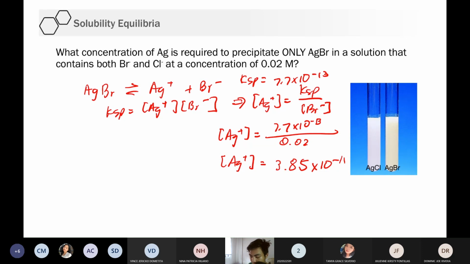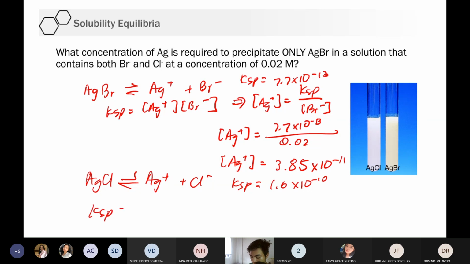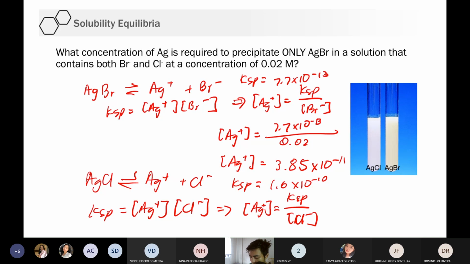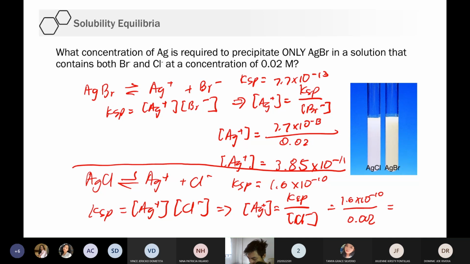So, same approach pa rin. We write the dissociation of silver chloride into ions. So, KSP is given as, tignan ko lang sa table. So, that is 1.6 times 10 raised to negative 10. So, we write the KSP of this. That's concentration of silver, concentration of chloride. So, to get the concentration of silver, that is just KSP divided by the concentration of chloride. Okay. So that will be 1.6 times 10 raised to negative 10 divided by 0.02, sabi sa problem. So that will be 8 times 10 raised to negative 9 molar.